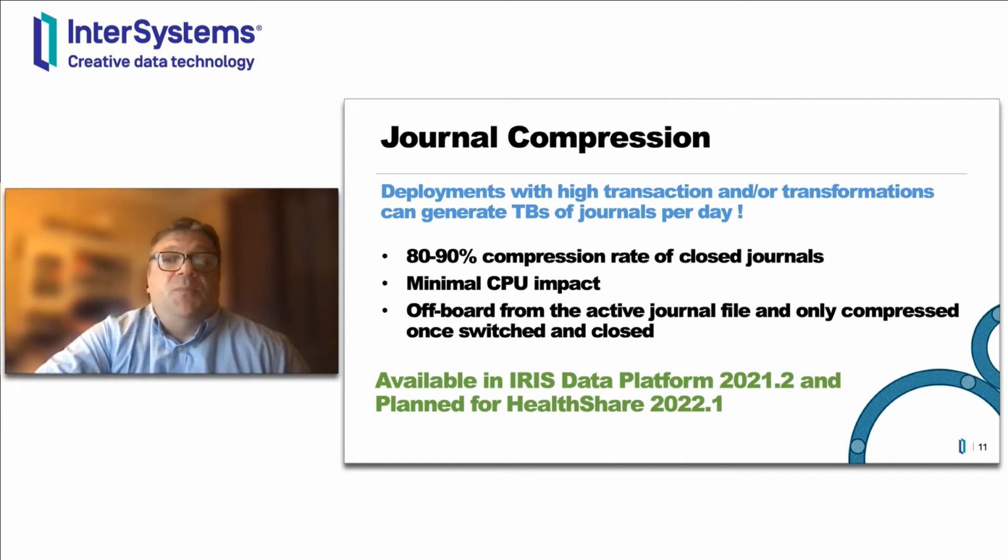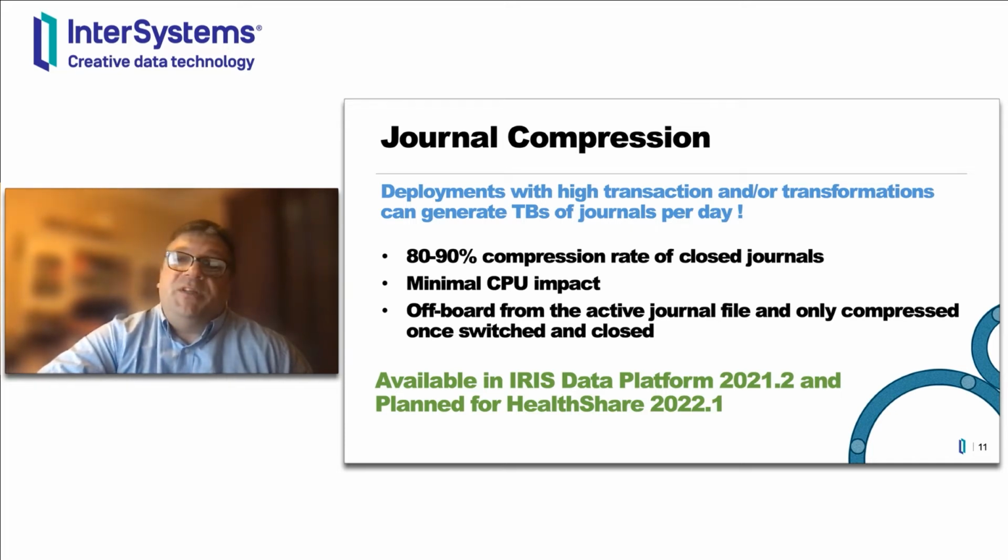Next, moving on to journal compression. Deployments with high transaction rates and/or a lot of transformations can generate multiple terabytes of journals per day. This ties up a lot of storage space, and expensive storage at that, since the active open journal file needs performance and the low latency that you get for all the writes. With journal compression enabled in testing in our benchmarks, we're showing again around an 80 to 85% compression as well, and it's only compressed once the journal file is switched and closed.